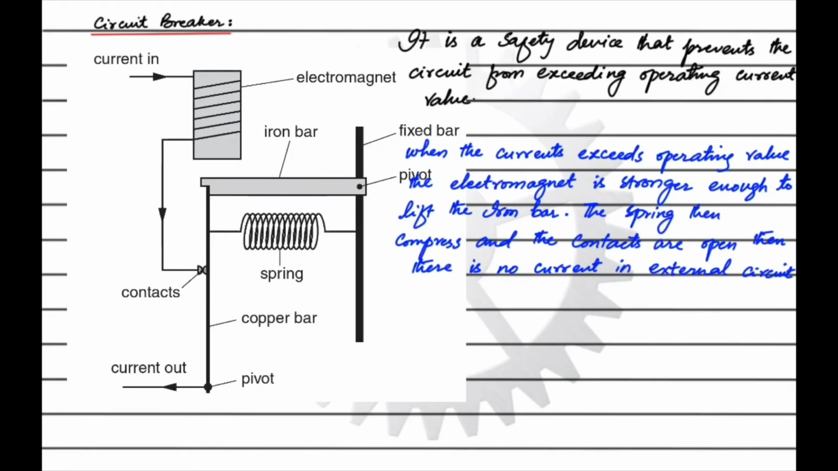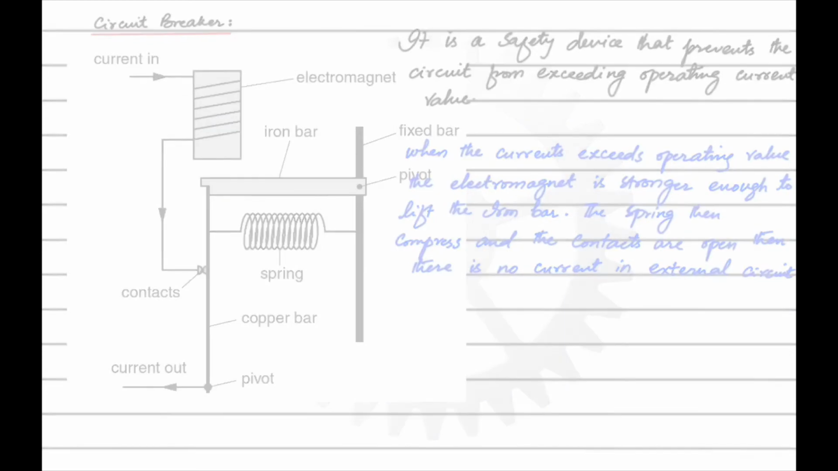So when the current exceeds the operating current value, the circuit breaker stops the current flowing in the appliance, and this prevents any possible danger that can arise because of any technical fault. So by this, the user and the appliance both are safe from any possible harm.